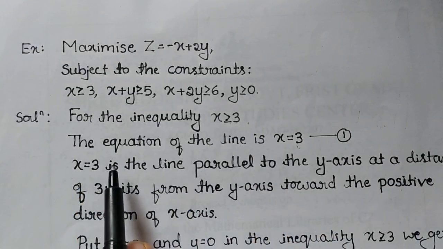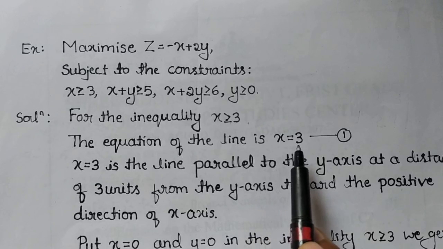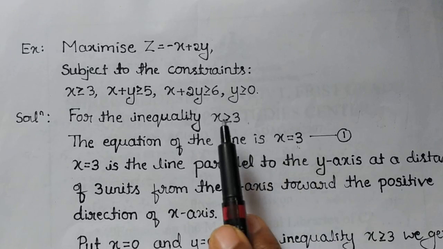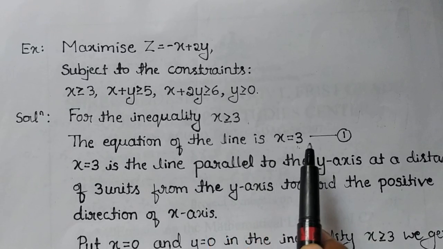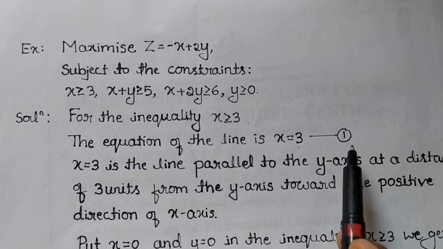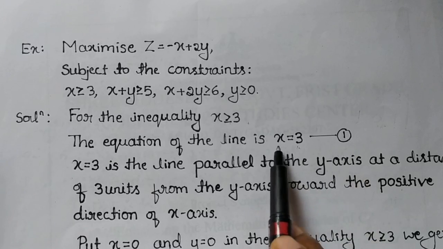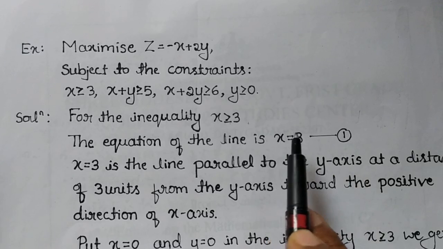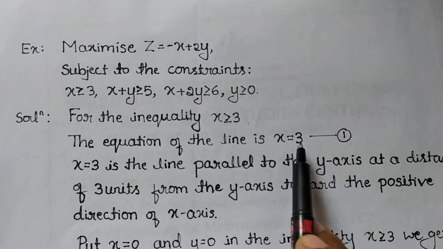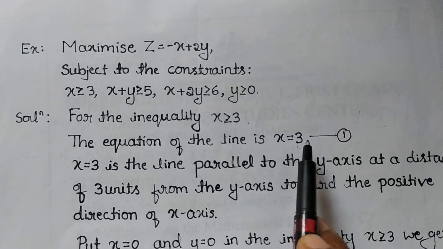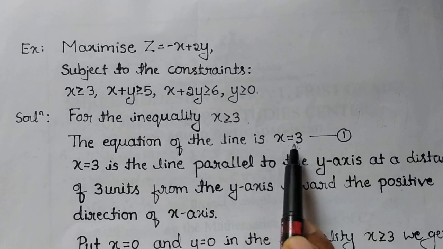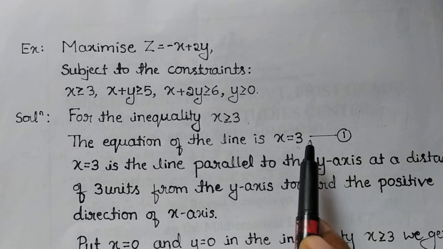First step, the equation of the line is x equals 3. I have replaced the inequality sign by equality. Let us call this equation 1. Now observe here. This equation is saying that the value of x is fixed to 3 and it is independent of y. Whatever the value of y may be, the value of x remains the same, equal to 3. If y is 0, x will be 3 itself. If y is 1, again x will be 3.